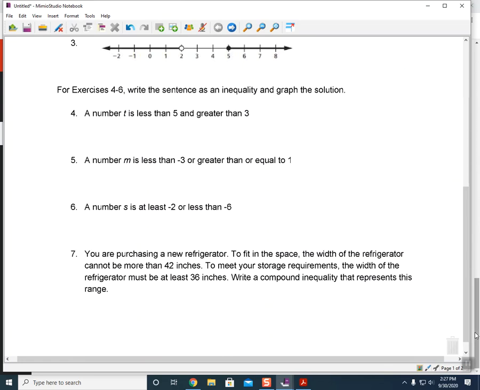And you're going to do a similar thing down here. So you're going to read the words and write the inequality that the sentence is talking about. It may be helpful for you to pull out your notes that we've been doing before to refer back to, because a lot of this is just deciphering the words and what they all mean. So like if we look at number 4, this is the one people have struggled with today. A number t is less than 5 and greater than 3. So if I were just to write this as I read it, I would have t is less than 5.